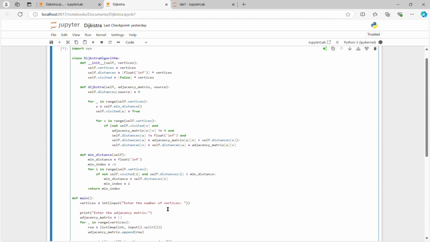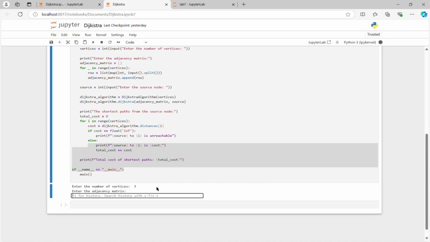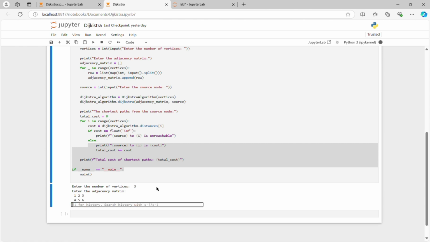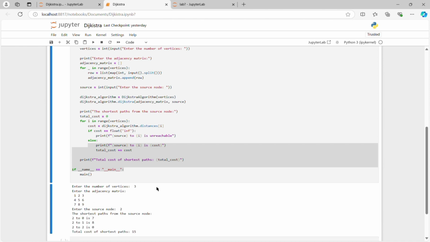Let's run the code. Enter the number of vertices: 3. Enter the adjacency matrix: 1, 2, 3, 4, 5, 6, 7, 8, 9. Enter the source node: 2.